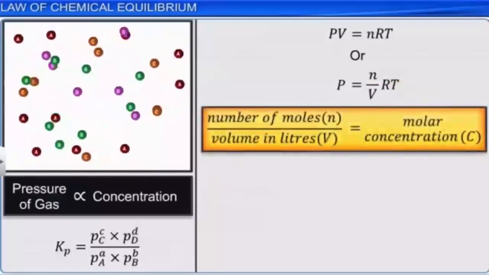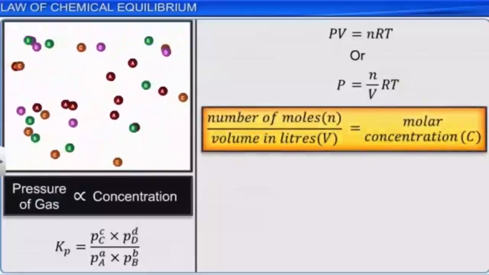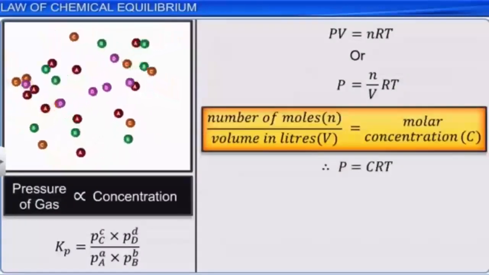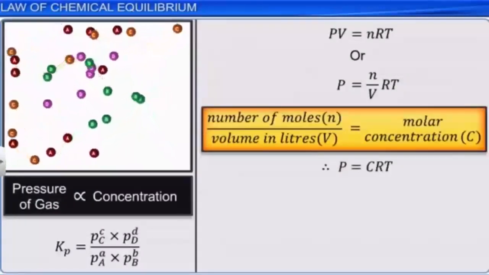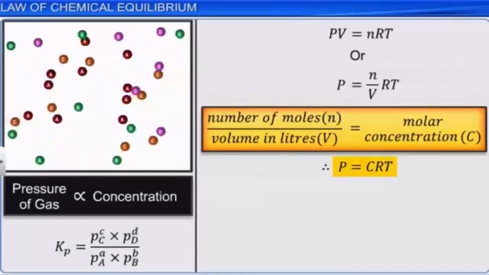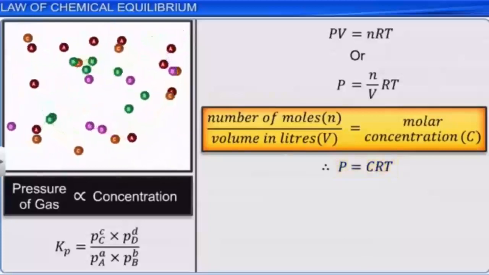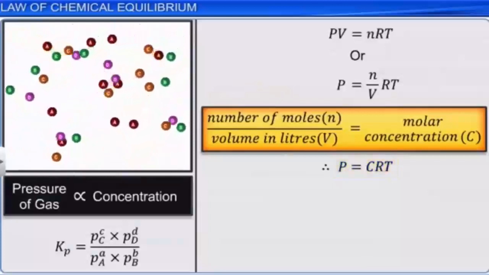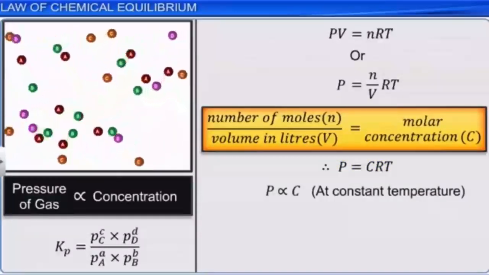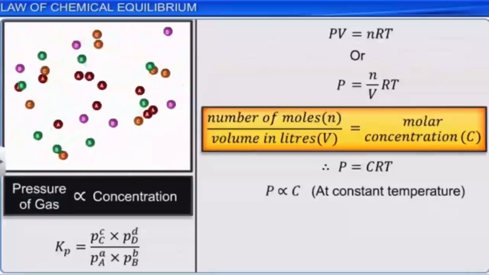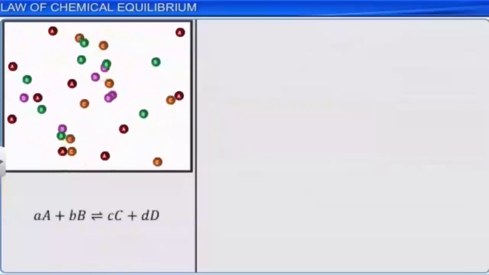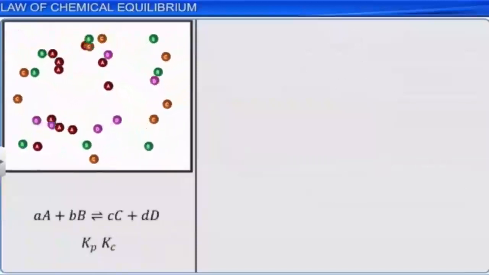However, we know that n by V corresponds to molar concentration C. Therefore, the equation can be written as P is equal to CRT. Since R is constant, it can be written as: at constant temperature, the pressure of a gas is proportional to its concentration. The equilibrium constant in terms of partial pressure is represented by Kp.